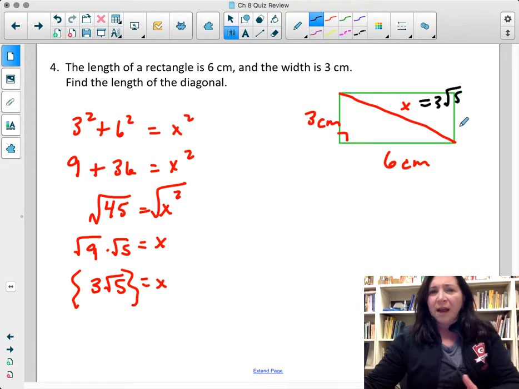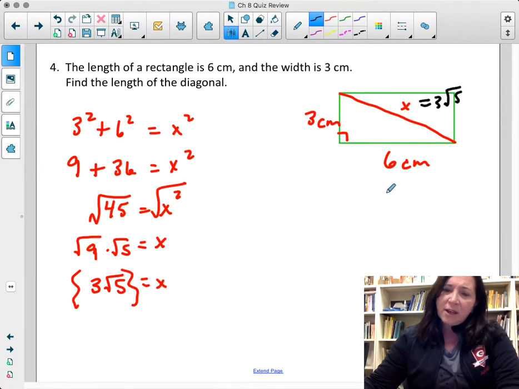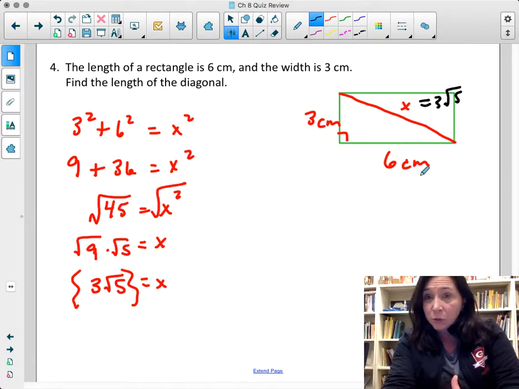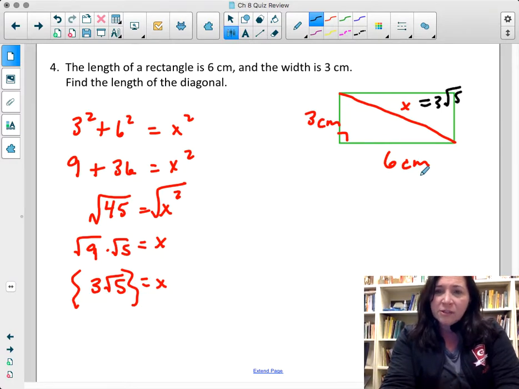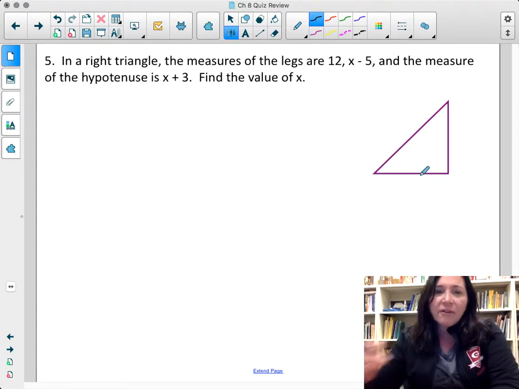Now, these are exact values. We're not approximating, so I don't want you to guess what this value is. I just want you to leave it as an exact value, meaning no decimals, no approximation.